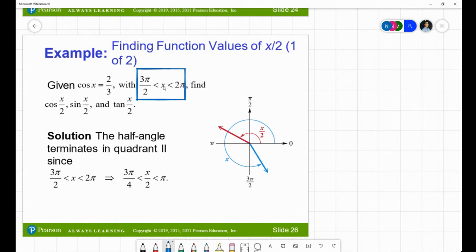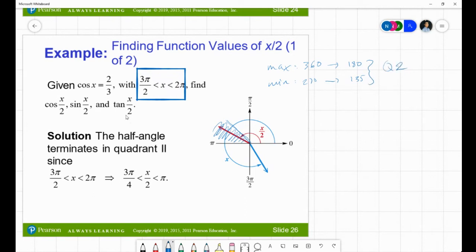Okay, so since x is in the fourth quadrant, we can see which quadrant the half angle will belong to if I take half of it. So let's look at the max value. The max in quadrant 4 is 360. The min in quadrant 4 is 270. If we take half of that, we have 180, and half of the other, we have 135. So it's about right here. That means the angle has to be somewhere in this region, so it has to be in quadrant 2.